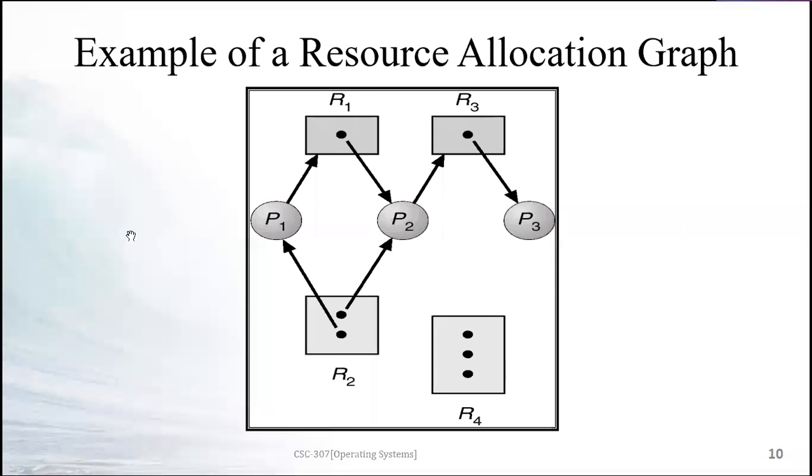And what does this arrow sign mean? This arrow means that P1 is requesting the resource R1. What does this arrow sign mean, from resource to process? It means this resource is pointing to P2, so it is actually assigned to P2. So first we have to understand the meaning of each arrow and each abbreviation, R1, P1. So I hope we are clear about those.